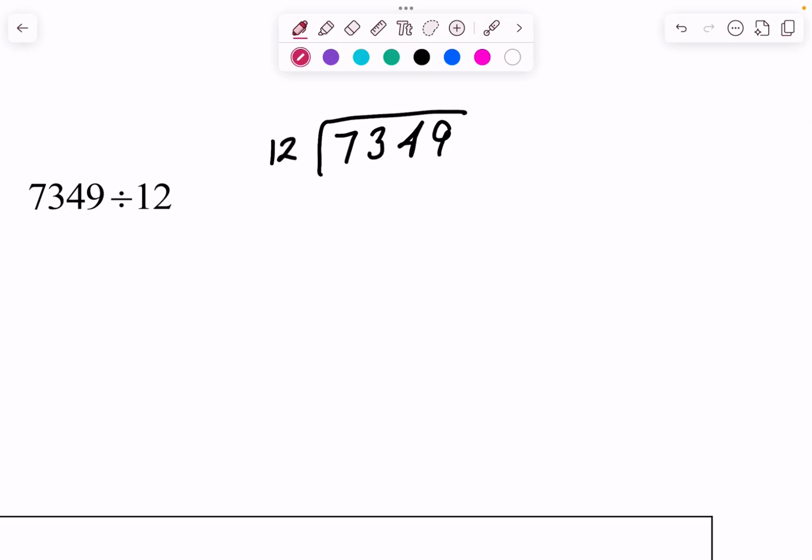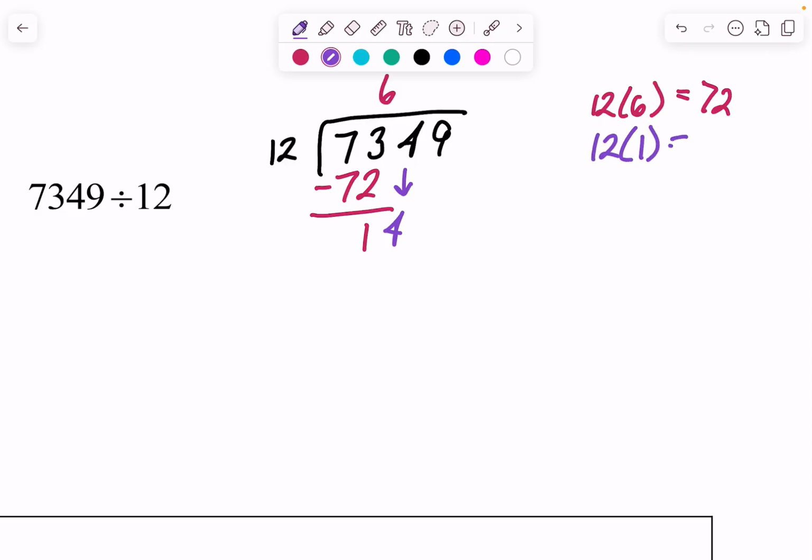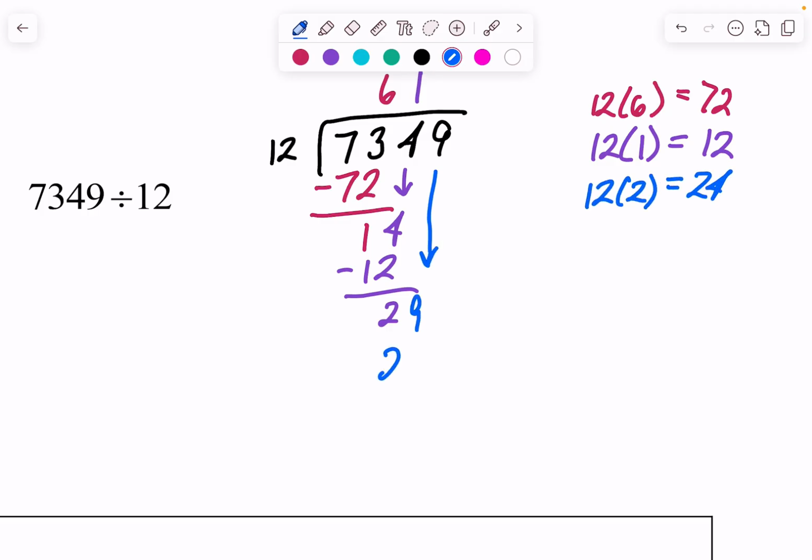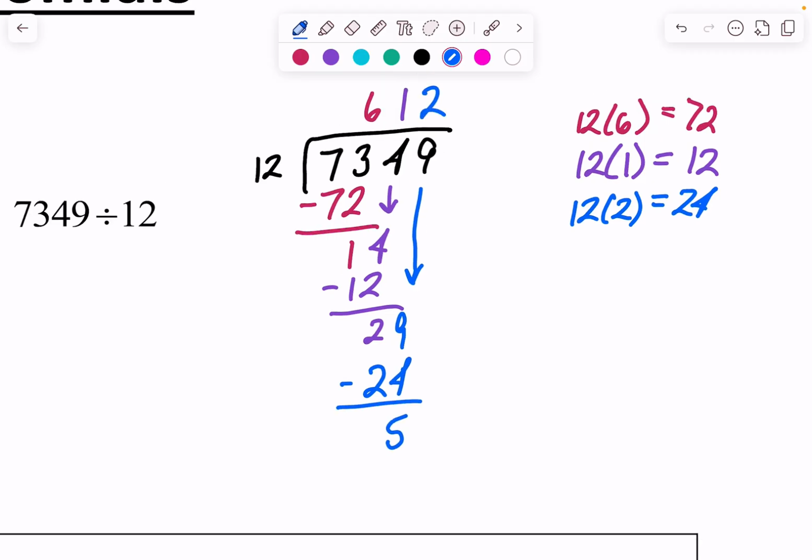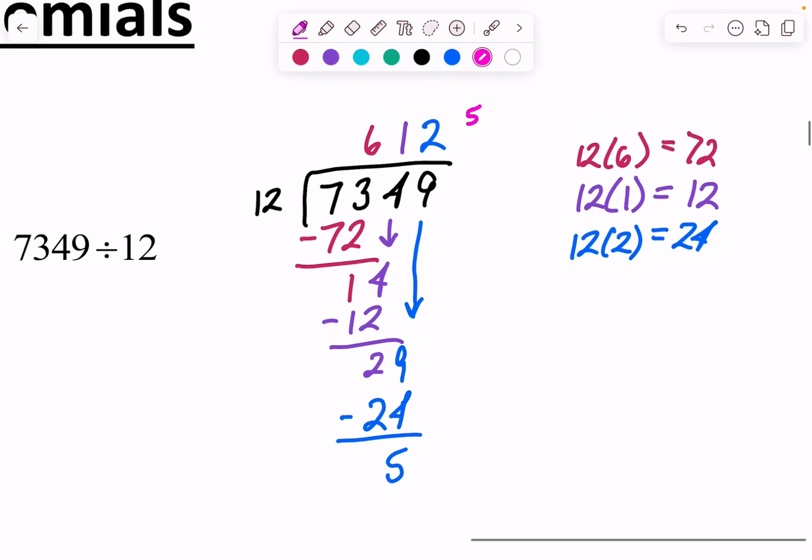So 12 can't go into 7, but 12 times 6, we get 72. So we write a 6 up top, 72 below, and we subtract. And bring down our next number. And then 12 can go into 14 once. We subtract 12, we get 2 left. Bring down our next number. And then we can do 24. We have 5 left. So that's our remainder. It gets written as a fraction.